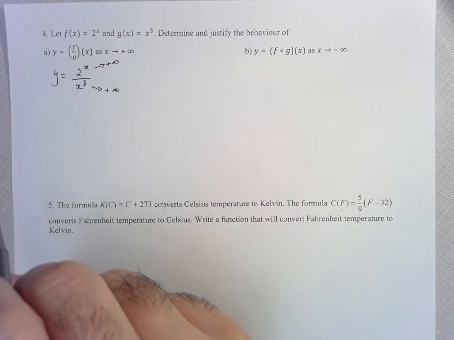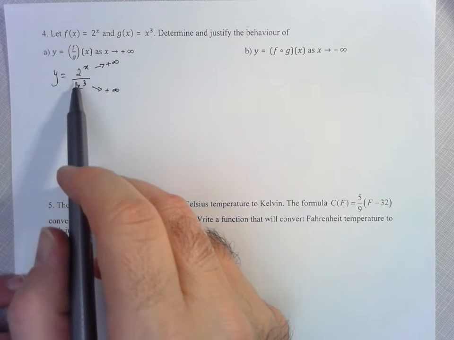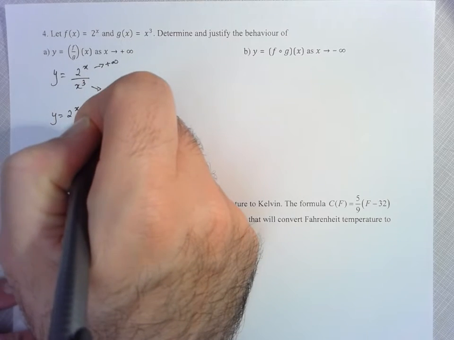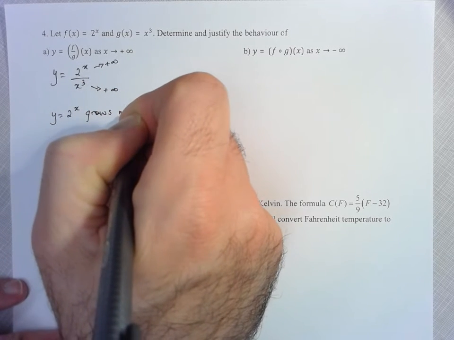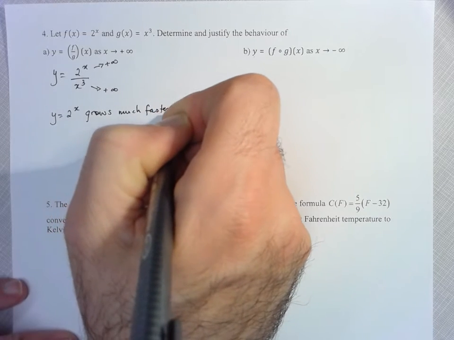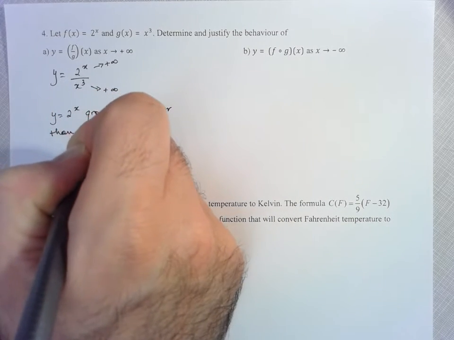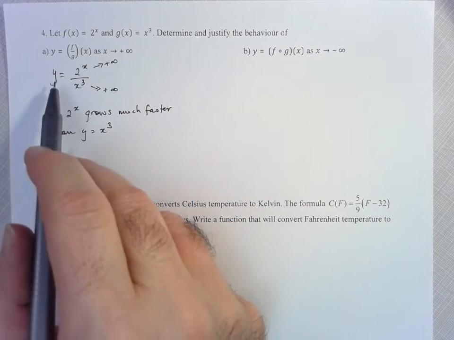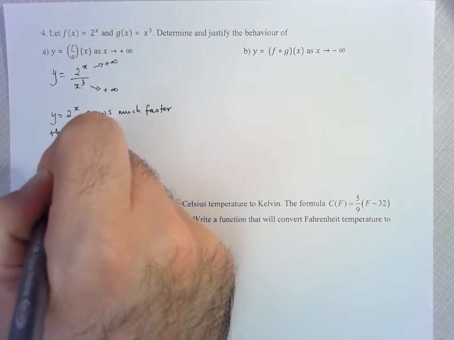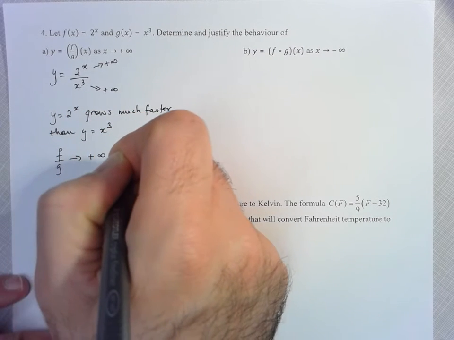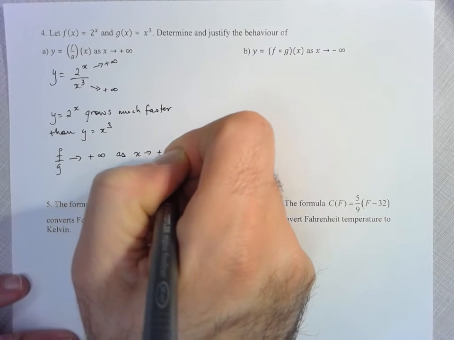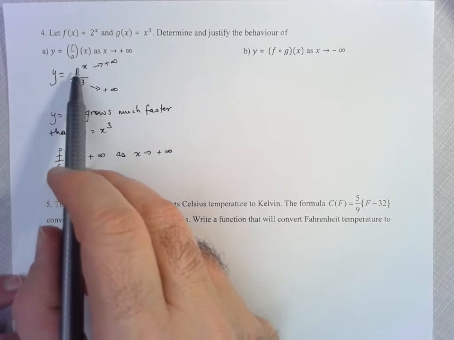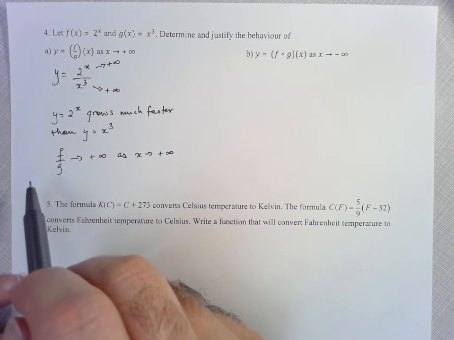But this is where we use our knowledge of how these functions are growing, and we know that y equals 2 to the x grows much faster than y equals x cubed. So this is what tells us that f over g must approach positive infinity as x approaches positive infinity. Because even though I'm dividing by this large number, it's nowhere near as large as the one in the numerator when I take a very, very large input.